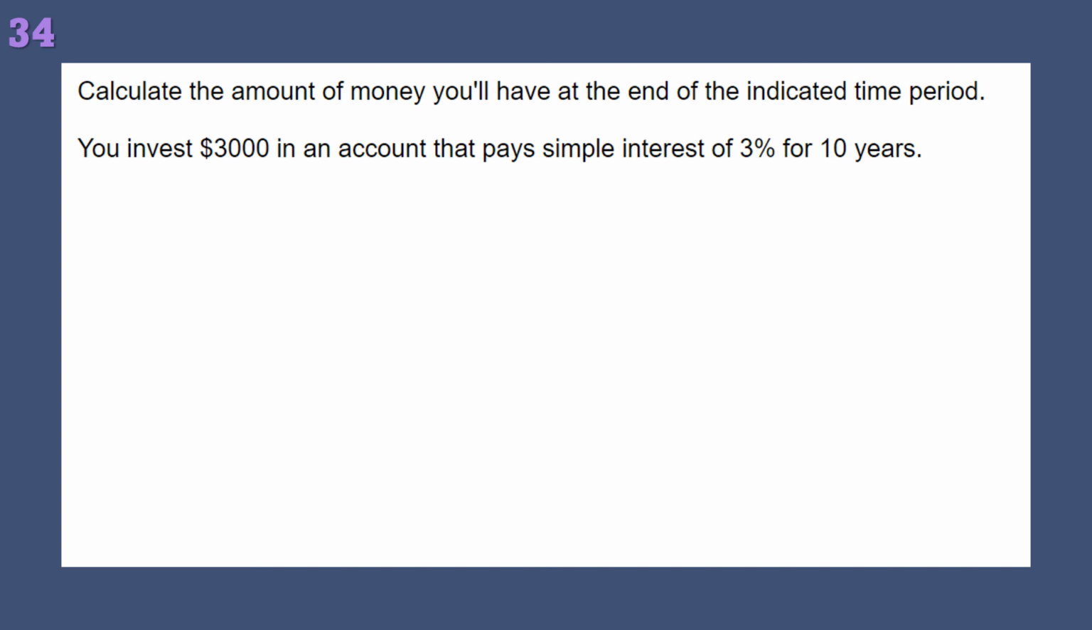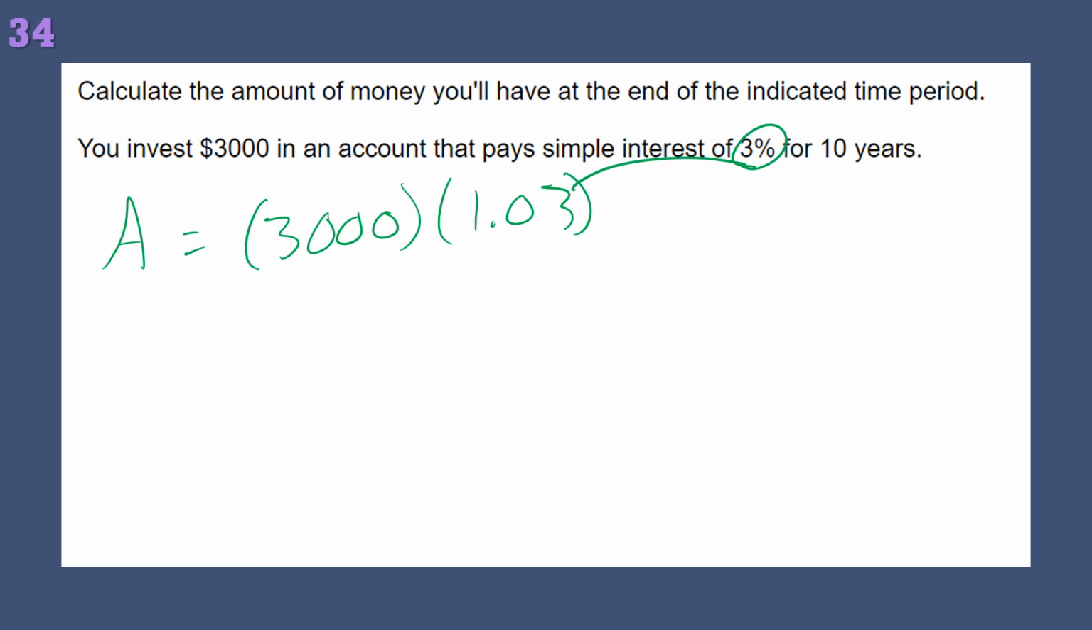Calculate the amount of money you'll have at the end of the indicated time period. So let's say you started with 3,000, and we pay simple interest. So that means I give you 3% for 10 years. So what is 3%? We have A equals P times R, 1.03. So I'm going to make the 3% into that decimal. And then we need to do that 10 times.